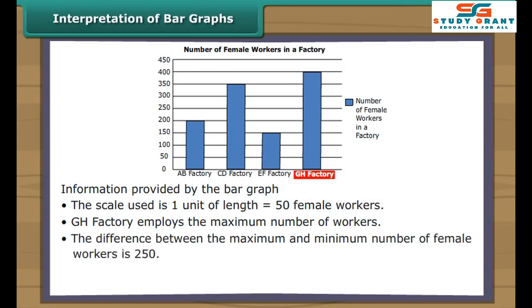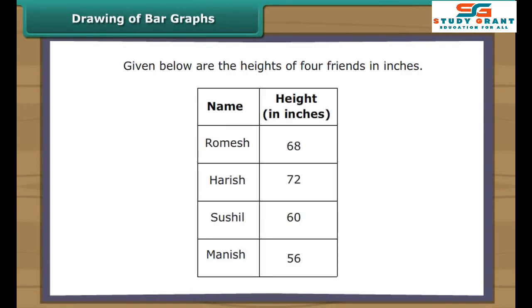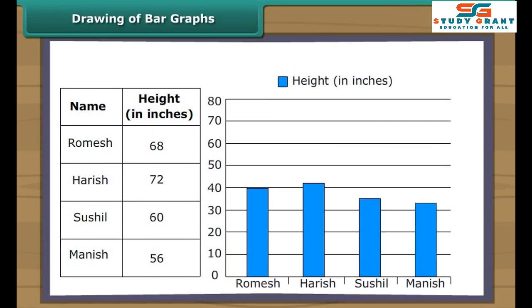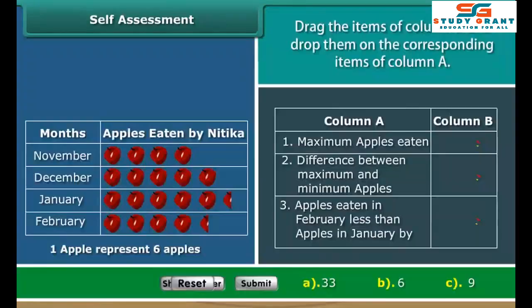This is a vertical bar graph. It shows details of female workers in a factory. It is clear from the bar graph that the scale used is 1 unit of length is equal to 50 female workers. GH factory employs the maximum number of workers. The difference between the maximum and minimum number of female workers is 250. If CD factory employs 50 more female workers, it will be at par with GH factory.